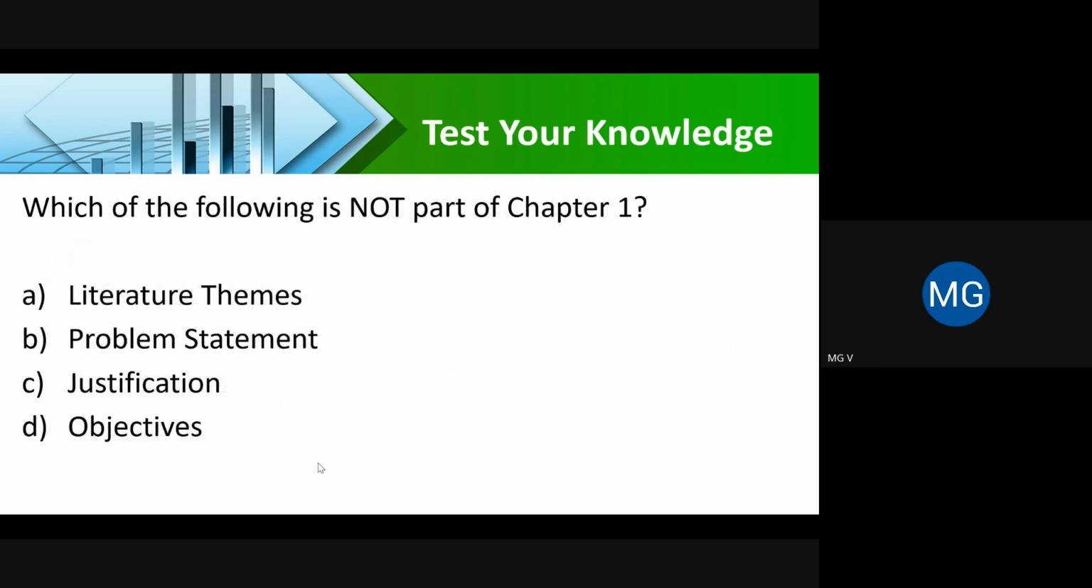Which of the following is not part of chapter 1? Literature themes, problem statement, justification, and objectives. It is literature themes. So it means we should include problem statement, objectives, and justification in chapter 1.